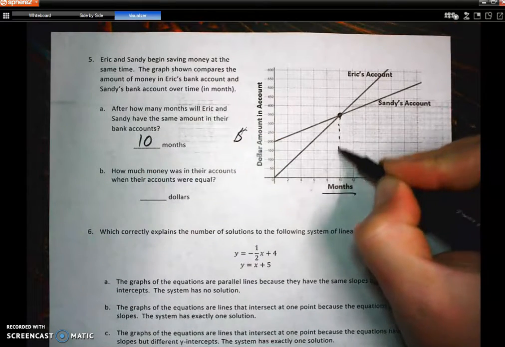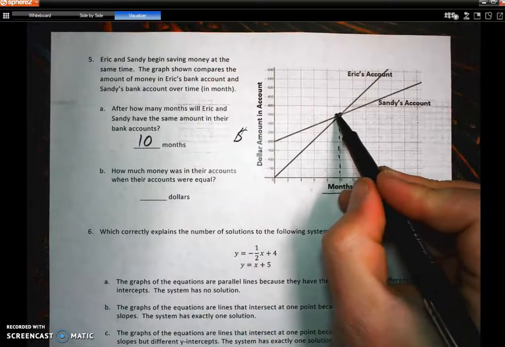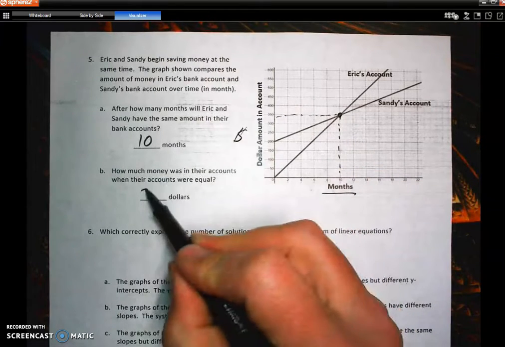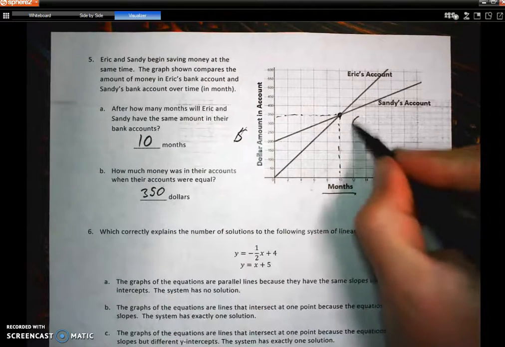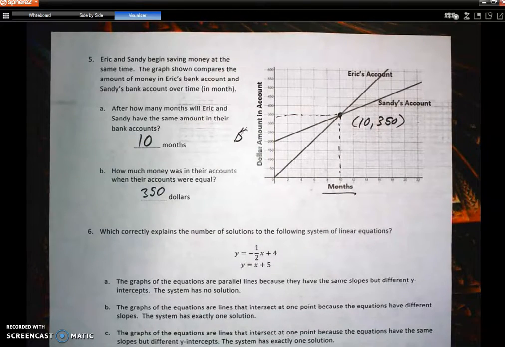All right, so I just go down 10 months. How much will they have in their bank account? Well, I go over here to the dollars, $350. So this is meeting at the point (10, 350), or 10 months, $350. Pretty easy one.